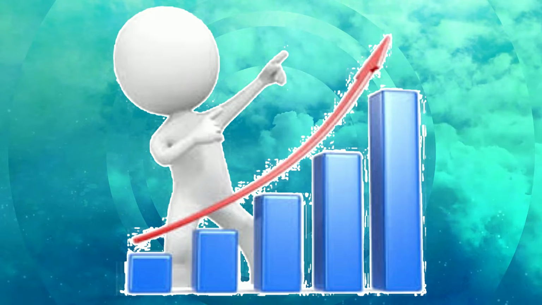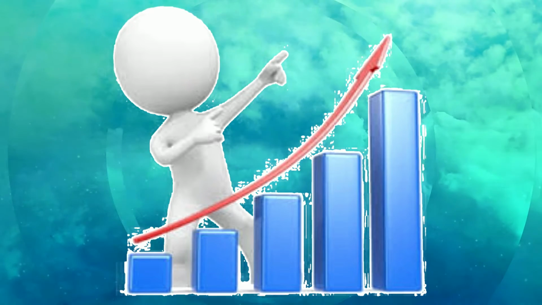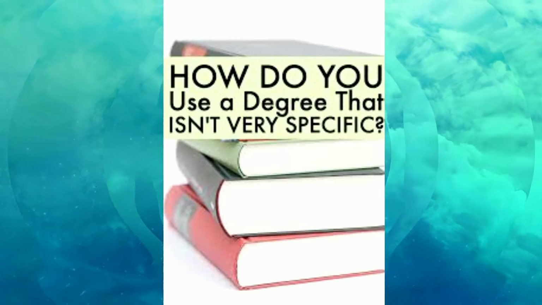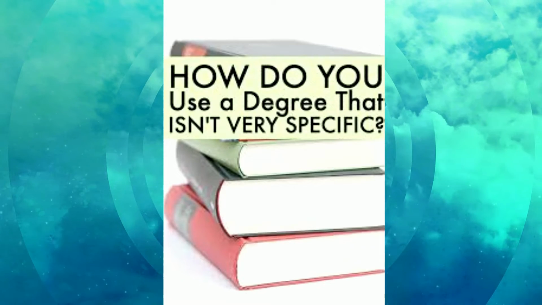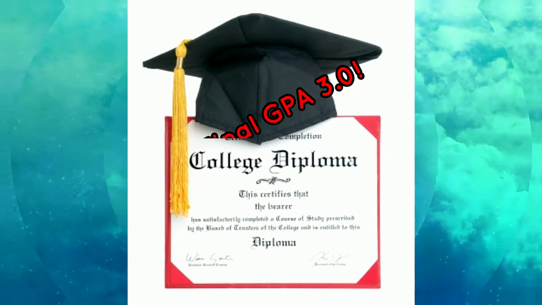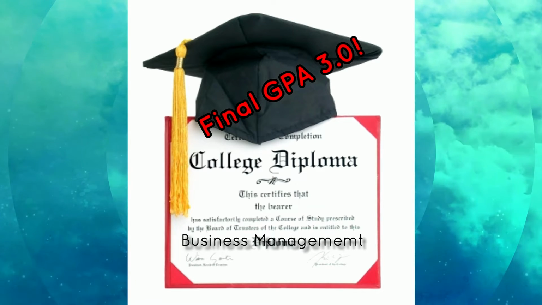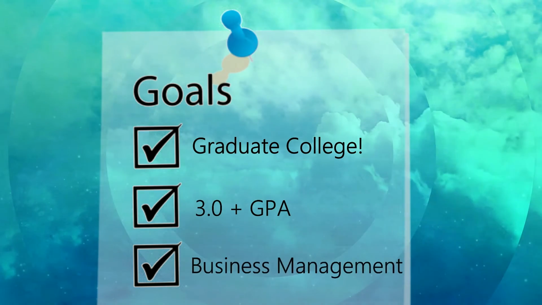Okay, this is getting better, but we can still improve. To make sure your goal is extremely specific, let's also add the degree that you're going to complete. I am going to graduate college with at least a 3.0 GPA in business management. Now we have a fully completed and specific goal.